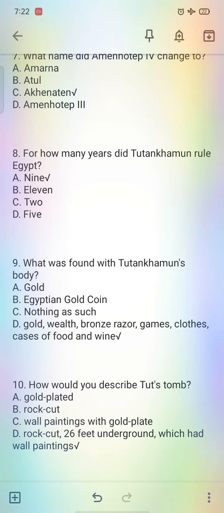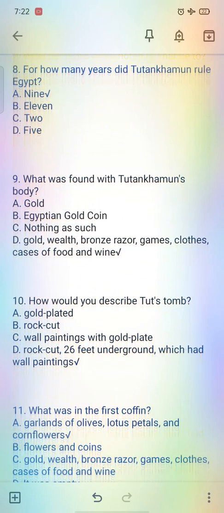Now, question number 10. How would you describe Tut's tomb? First option, gold plated. Rock cut wall paintings with gold plate. The rock cut 26 feet underground, which had wall paintings. So, as you could see, option number D has been ticked already. So, it would be the correct answer.